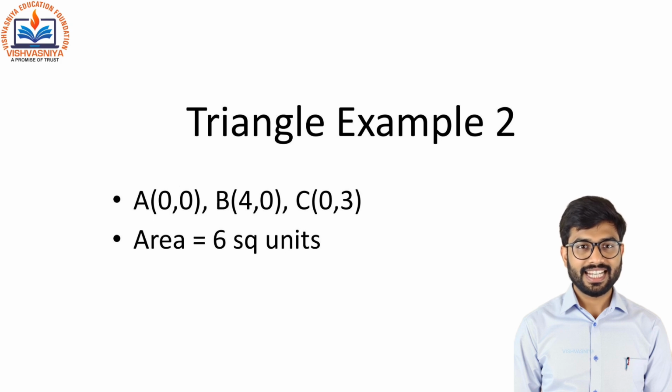Example 2, A (0, 0), B (4, 0), C (0, 3). Area equals 1 upon 2 into modulus of 0 times (0 minus 3) plus 4 times (3 minus 0) plus 0 times (0 minus 0). That is 1 upon 2 into modulus of 0 plus 12 plus 0 equals 1 upon 2 into 12 equals 6 square units.